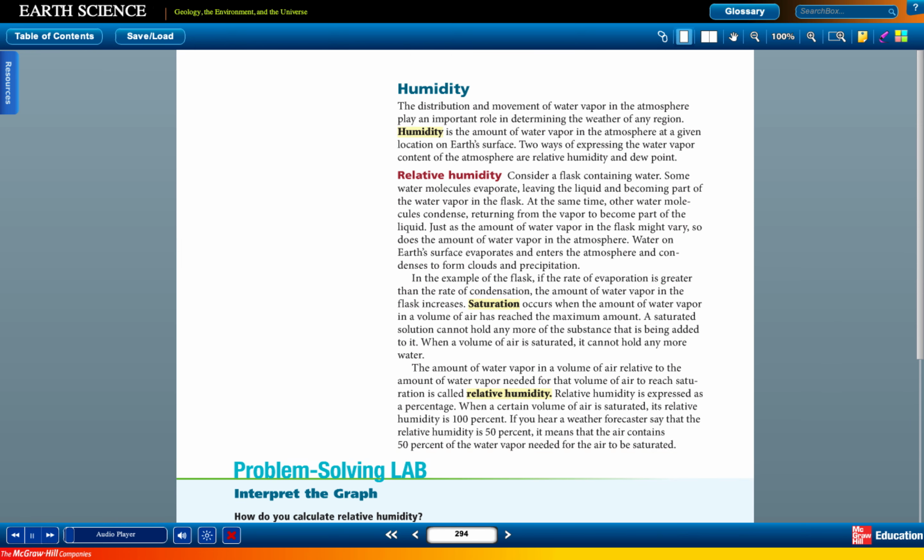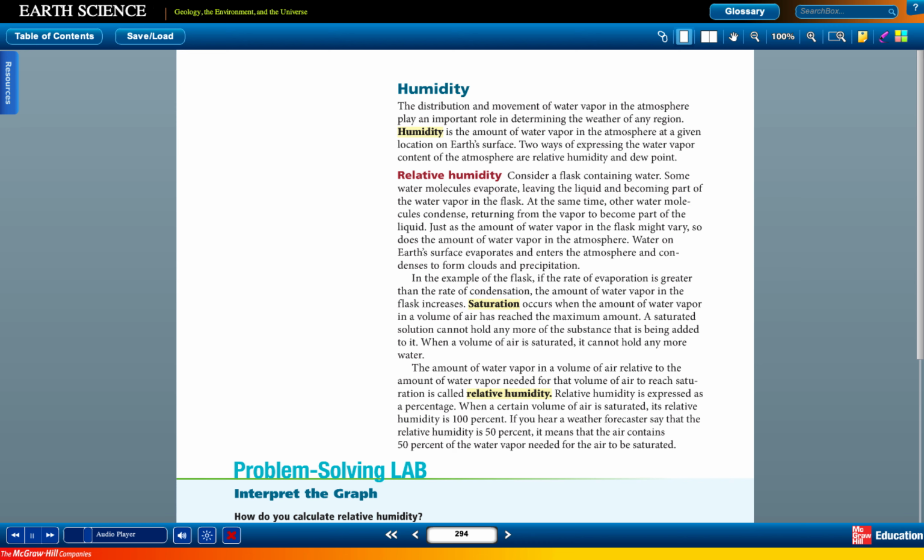Humidity. The distribution and movement of water vapor in the atmosphere play an important role in determining the weather of any region. Humidity is the amount of water vapor in the atmosphere at a given location on Earth's surface. Two ways of expressing the water vapor content of the atmosphere are relative humidity and dew point.